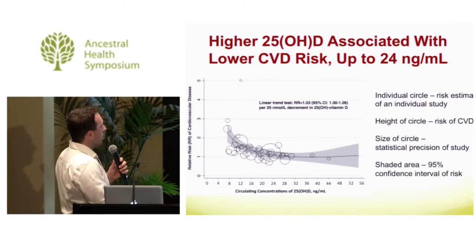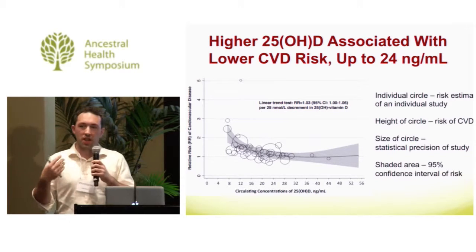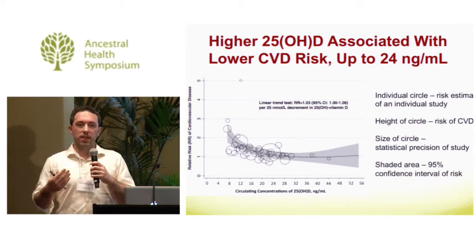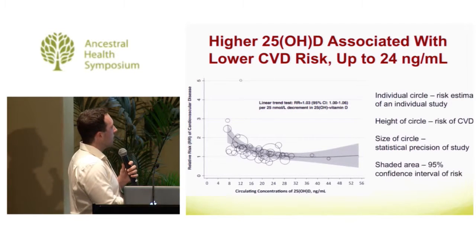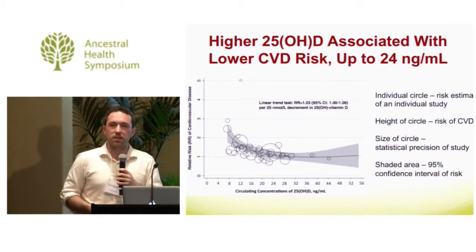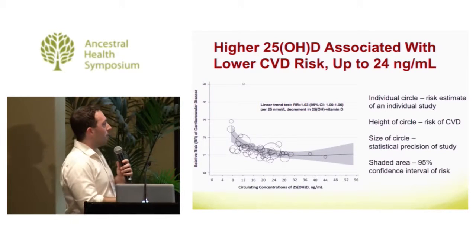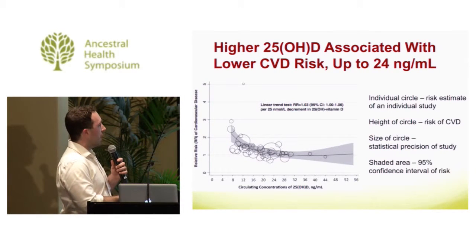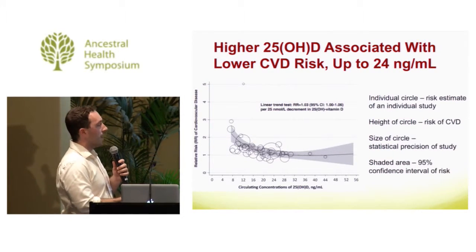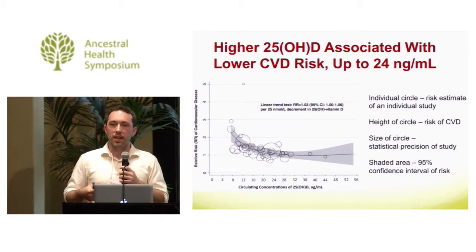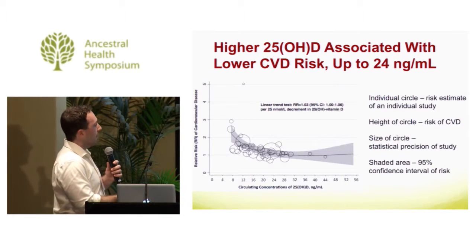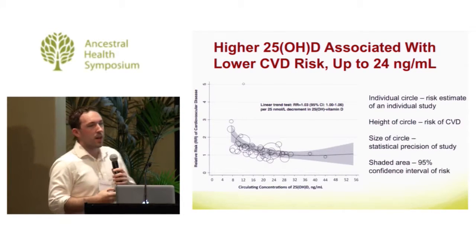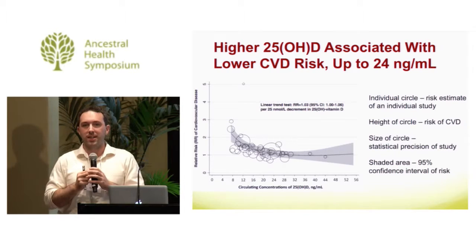Now, if you look at this line here, what it's trying to do is generate an average to see the pooled trend from all these different studies. And when you see the shaded area, this represents the confidence interval. And that means that the narrower the shaded area is around that line, the greater our confidence is that that's where the actual risk is. But the wider that gray area is, the less confident we are about that data.